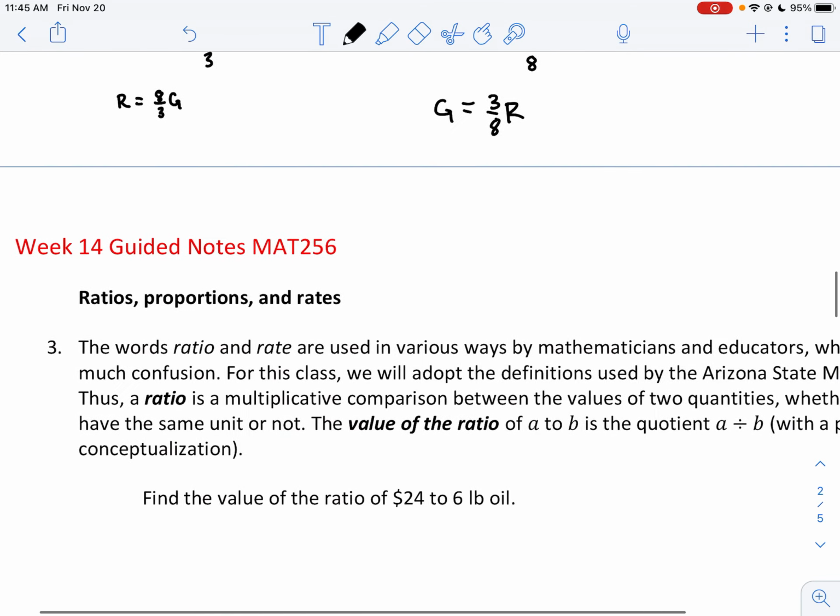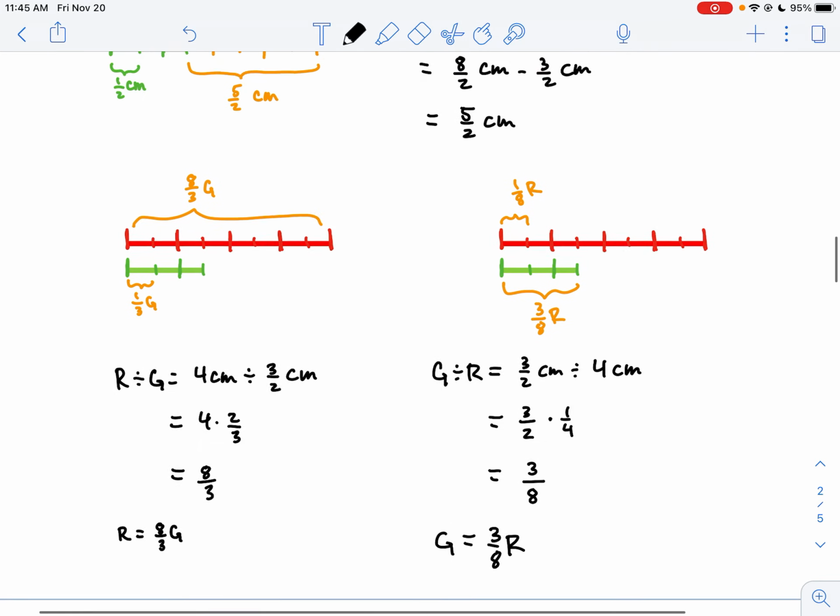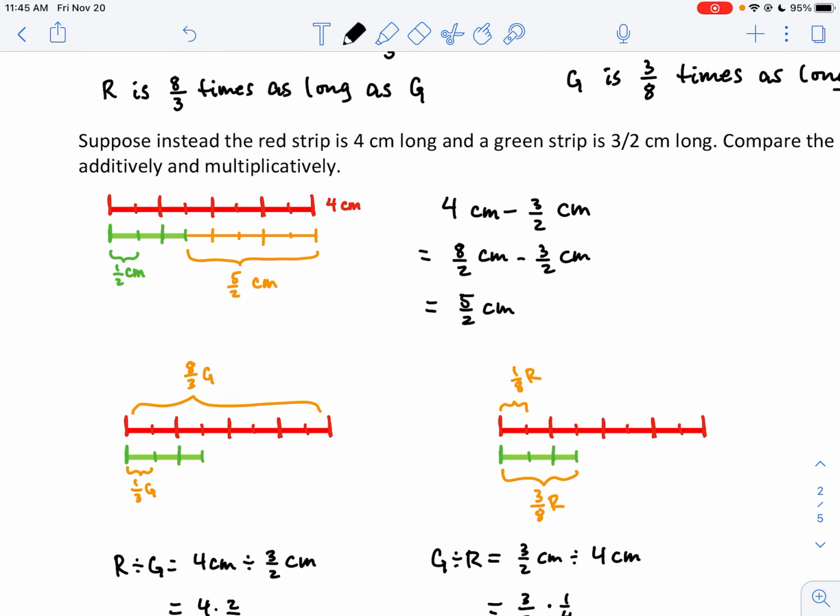And again, I won't write out the sentences. But that's how you do multiplicative comparisons. You do division, and to do an additive comparison, you do subtraction.